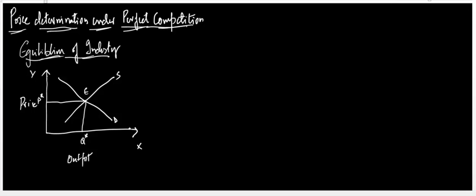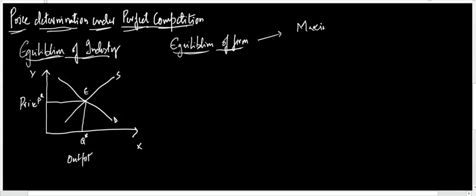Now let me talk about the equilibrium of the firm. A firm is going to be in equilibrium when it is going to maximize its profits. Now how do these firms actually maximize their profits?